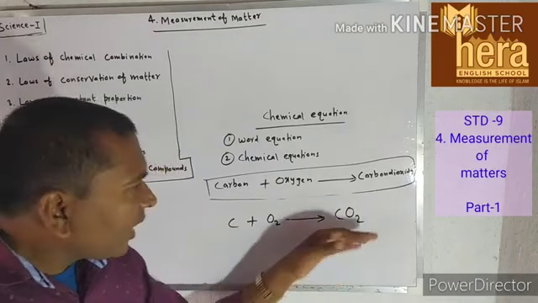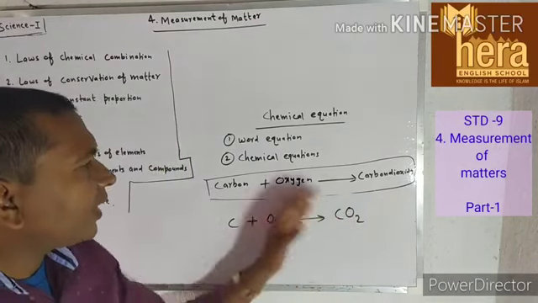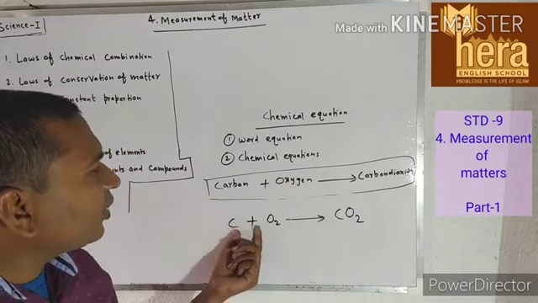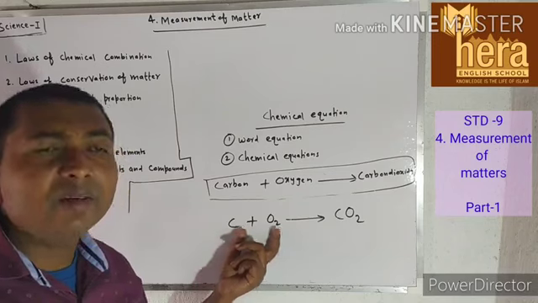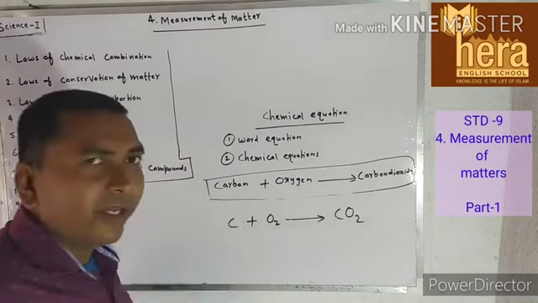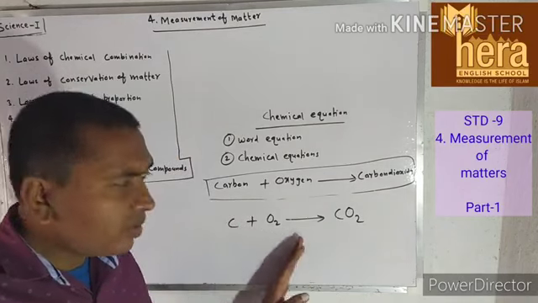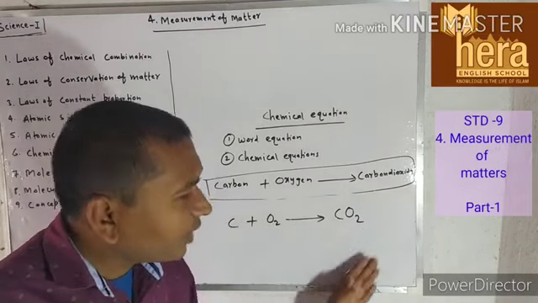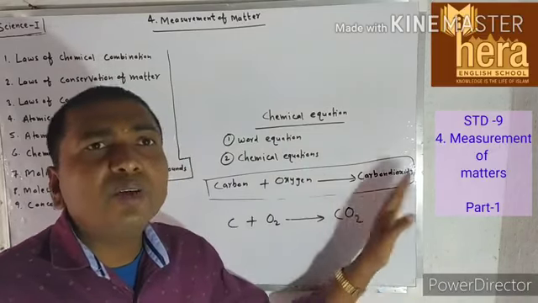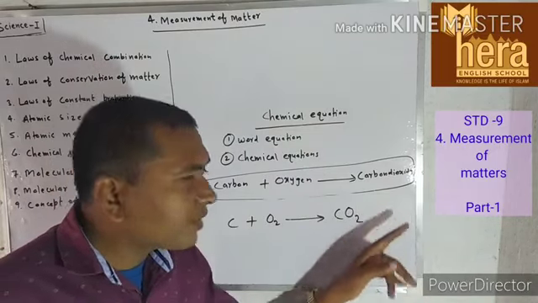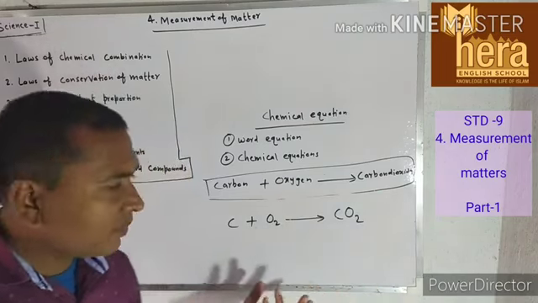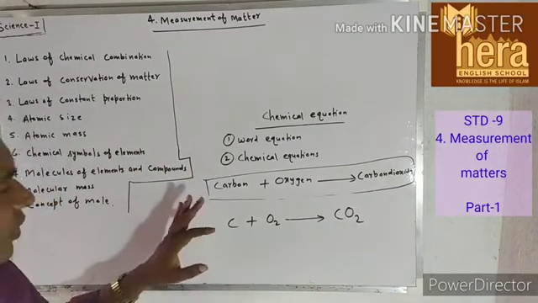Understood? So in a chemical reaction, if there are two or more than two reactants, then we put a plus sign in between the two reactants. Similarly, if in the products there are two products or more than two products, then we put a plus sign in between the two products.